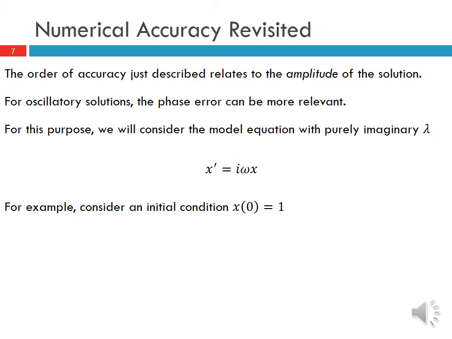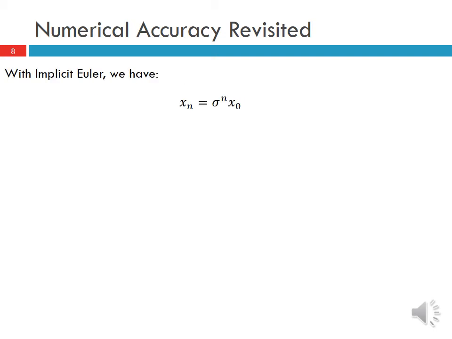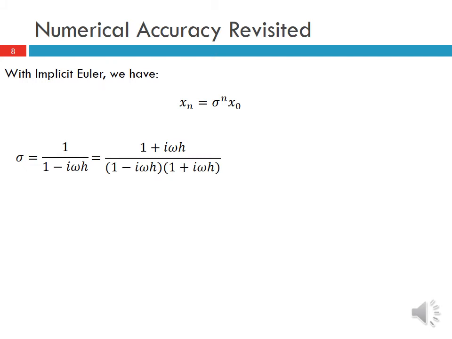For example, consider an initial condition x0 is equal to 1 for simplicity. So the exact solution is x is equal to e to the power i omega t, which is an oscillatory solution with a frequency omega and a unit amplitude. With implicit Euler, we have that xn is equal to sigma to the n times x0, where sigma is equal to 1 over 1 minus i omega h. We can multiply top and bottom by 1 plus i omega h, and expand this out and write this as shown here.